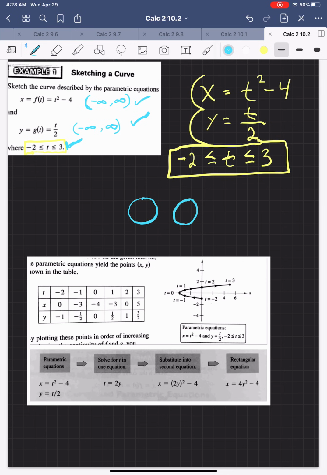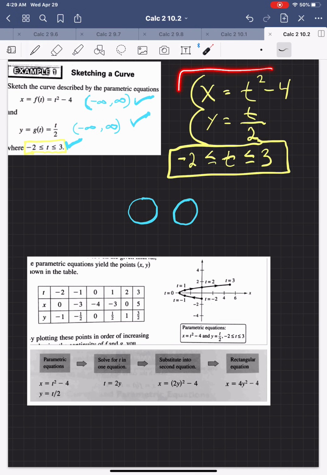There's no implicit restrictions. There are explicit restrictions, and that's because they told me that you can only pick t values from -2 to +3. So because there are no implicit restrictions, where I'm going to go next is super easy. So what would this equation look like in rectangular form?